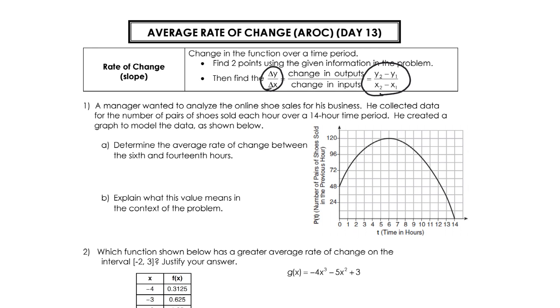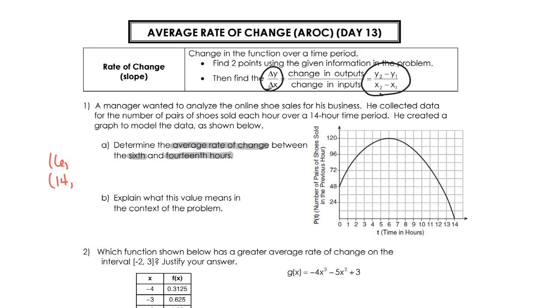So in number 1, it says that a manager wanted to analyze the online shoe sales for his business. He collected data for the number of pairs of shoes sold each hour over a 14-hour time period. He created a graph to model the data as shown below. They want you to determine the average rate of change between the 6th and the 14th hours. So right there, they're telling you your 2 x values. We have an x value of 6, comma something, and we have another x value of 14, comma something.